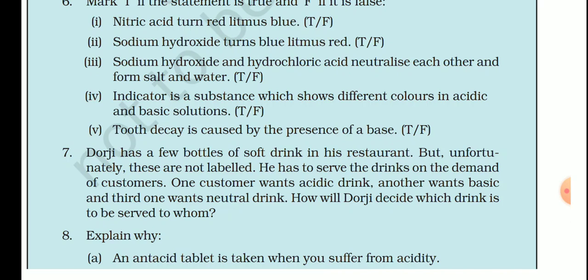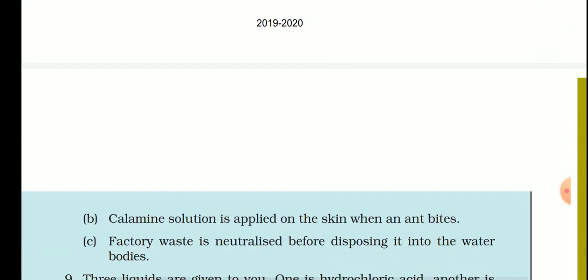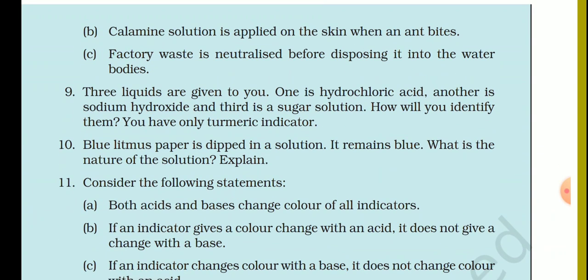Getting it, students? Let's move on to the second part. What does the second part say? Calamine solution is applied on the skin when an ant bites. I told you when an ant bites, it injects formic acid. Formic acid is present in ant bites, so that's why we feel a burning sensation or itching sensation. So the answer is, when an ant bites, it injects formic acid inside the skin.